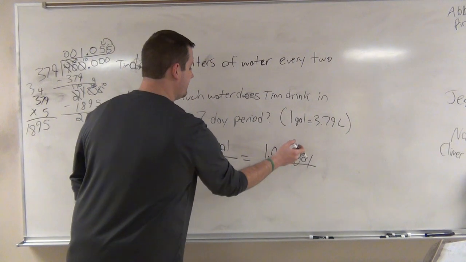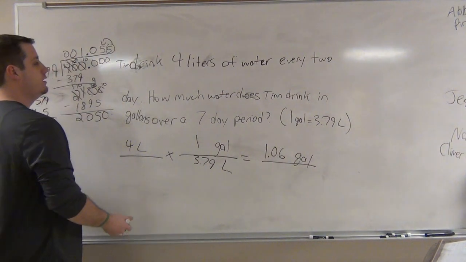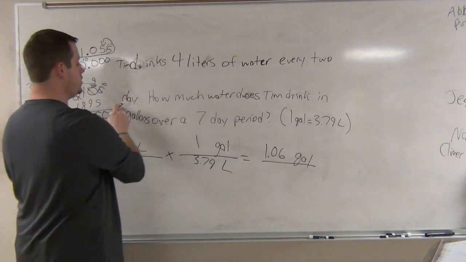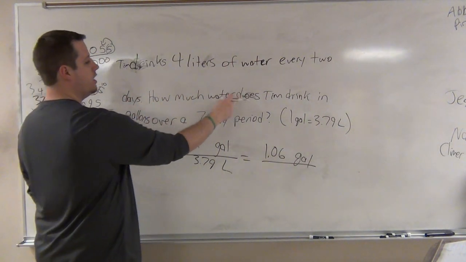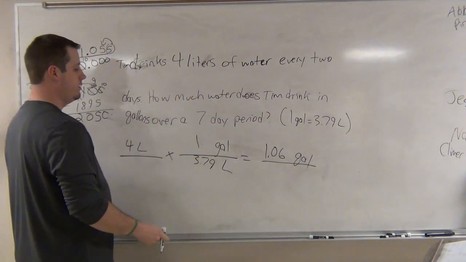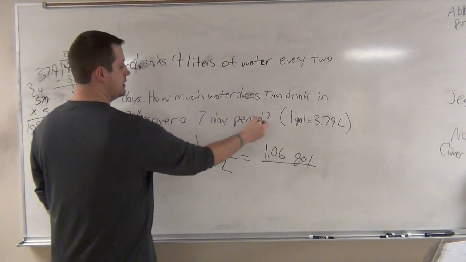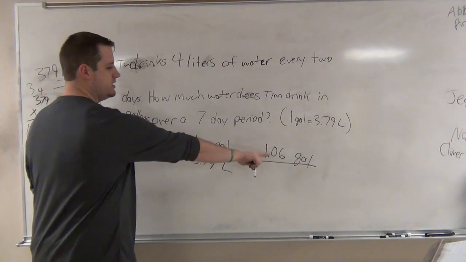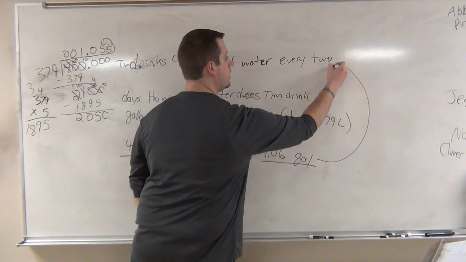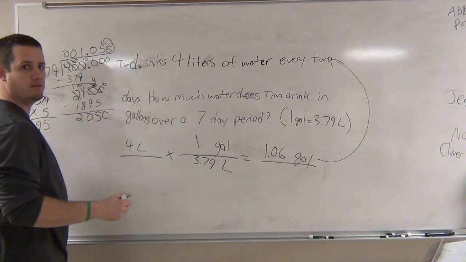If the problem just asked me to take the 4 liters and make it into gallons, then I'm done. Tim drinks 4 liters of water every 2 days. How much water does Tim drink in gallons over a 7-day period? So I changed it into gallons, I did, but I'm still supposed to figure out the 7-day period. Right? Well, how much does that represent? 2 days. So how many of these do I need to make 7 days?